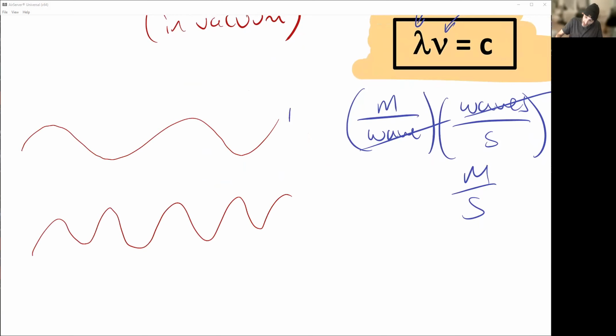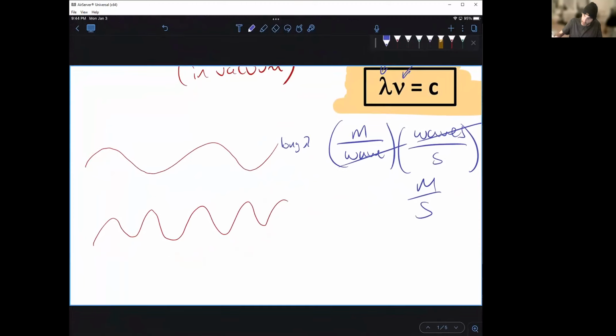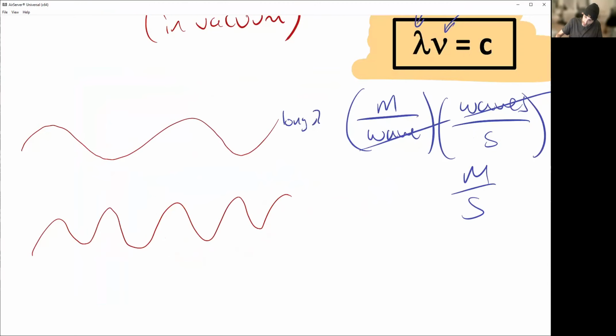This is going to have a long wavelength, sorry, I shouldn't say low. What I should say is a long wavelength and a low frequency, right? There's fewer waves per second and it has a very long wavelength. So if you have an increased wavelength, you have a very low frequency.